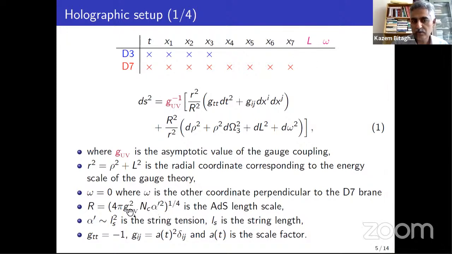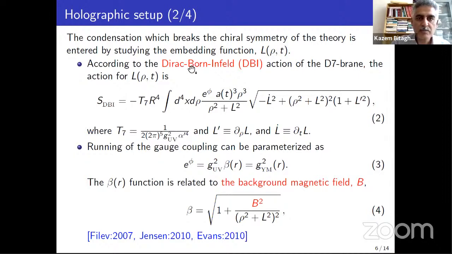And big R is given by this equation. It's given by g_UV, N_c the number of colors, and alpha prime, which is proportional to l_s squared, the string tension, where l_s is the string length. We choose g_tt to be -1 and g_ij equals a(t) squared delta_ij, where a(t) is the scale factor. Then we know the gravity side, and we should use the AdS/CFT. The main quantity that we are going to study is this big L.